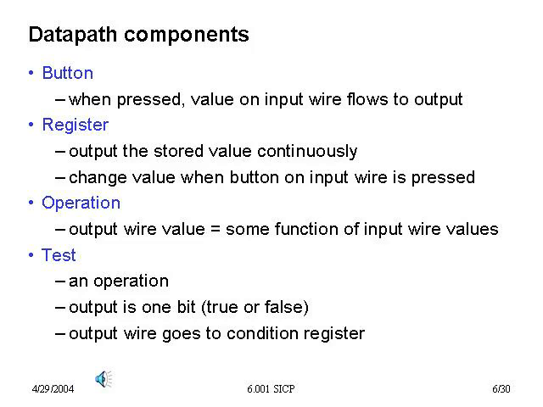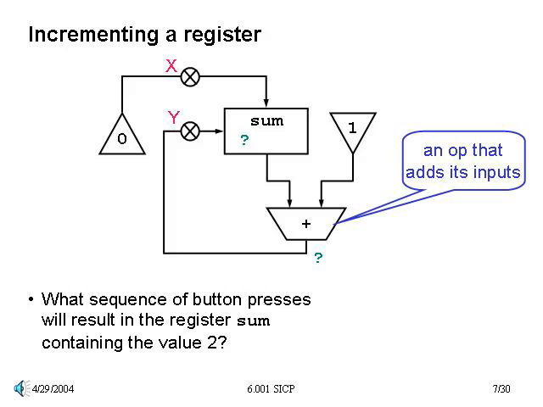And the test, as we saw, is some operation that does some sort of computation, much like ordinary operations, with the difference that its output is a single bit, either true or false, which goes to this condition register, which is going to be used by the sequencer to decide whether or not to change the program counter in an unusual way.